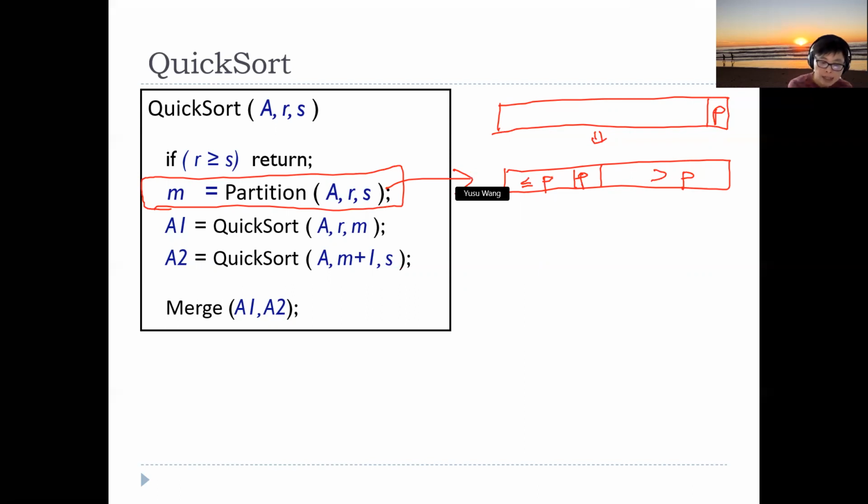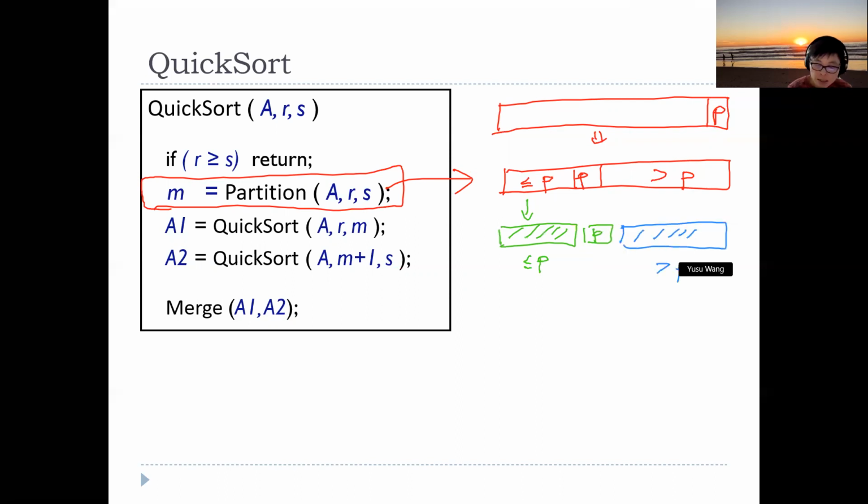Okay, next, what do I do? Then I'm going to recursively sort those smaller than pivot. And the pivot is here. And then I'm also going to recursively sort those that are bigger than pivot. So this is this step and this step.